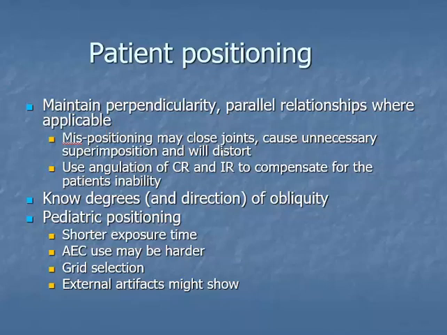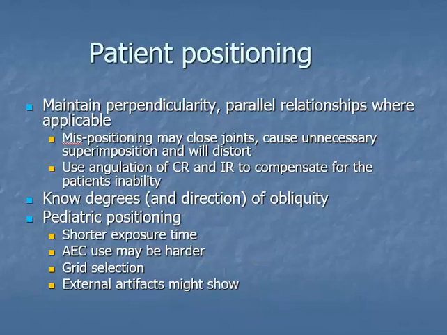Mispositioning, keep in mind, can close joints. It can cause unnecessary superimposition or distort the image through generally foreshortening. With a mispositioning of the central ray, we may see elongation, but there are times to have mispositioning of the anatomy, or more commonly mispositioning of the central ray, angulation and whatnot. So know the degrees and direction of obliquity, know the degrees and direction of central ray changes.